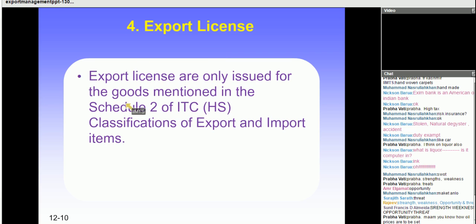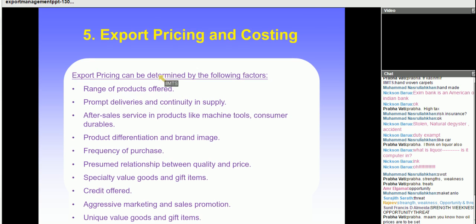Then next is export license. They are issued for the goods mentioned in Schedule 2 of this International Trade Act. Then export pricing and costing is determined by the following factors: range of products offered, prompt deliveries, then credit offered, frequency of purchase. There are different points in this: product differentiation, brand image, presumed relation between quality and price, specialty value goods and gift items.